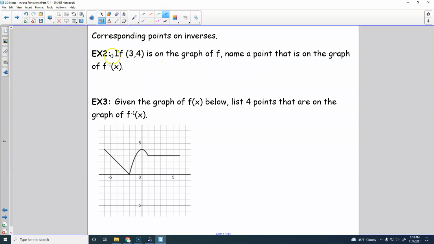Okay, so if (3, 4) is on the graph of f, name a point that is on the graph of f inverse of x. (4, 3). All right.